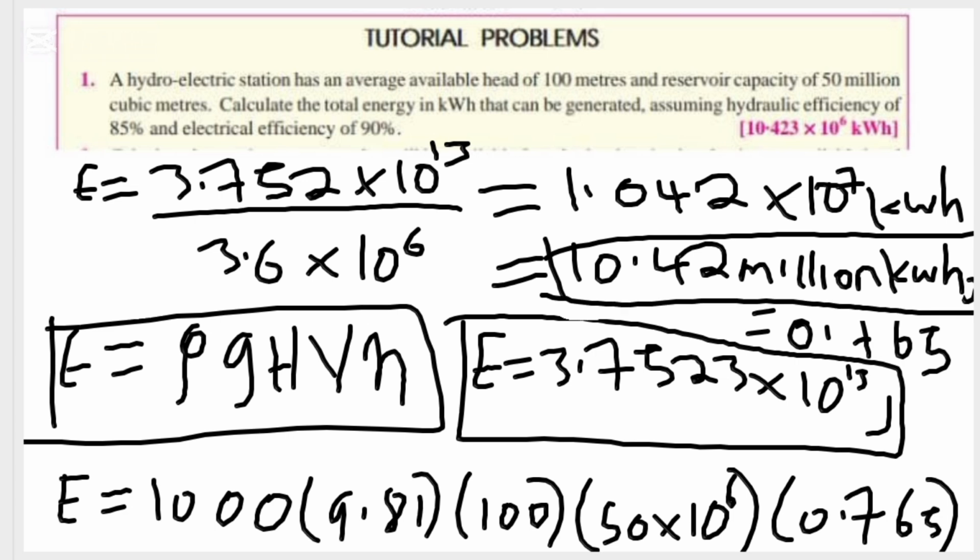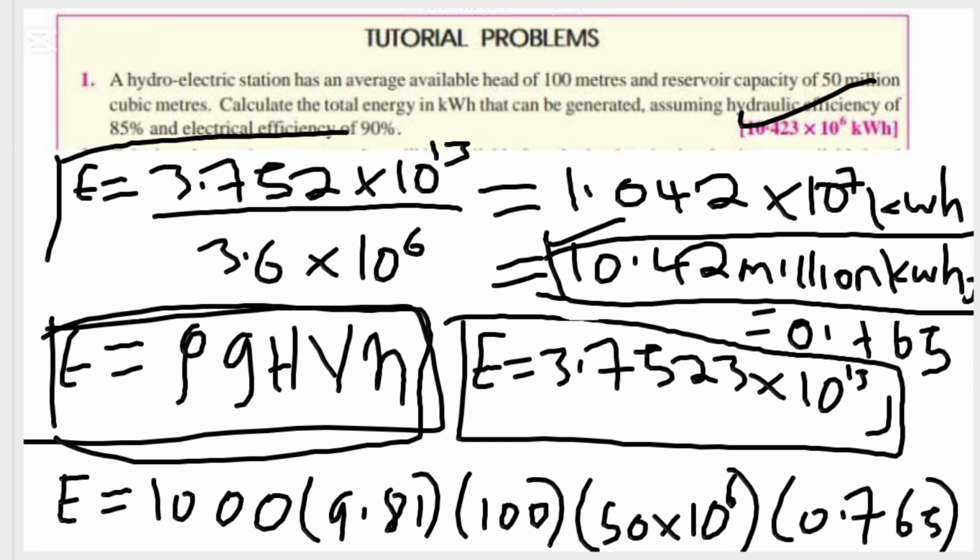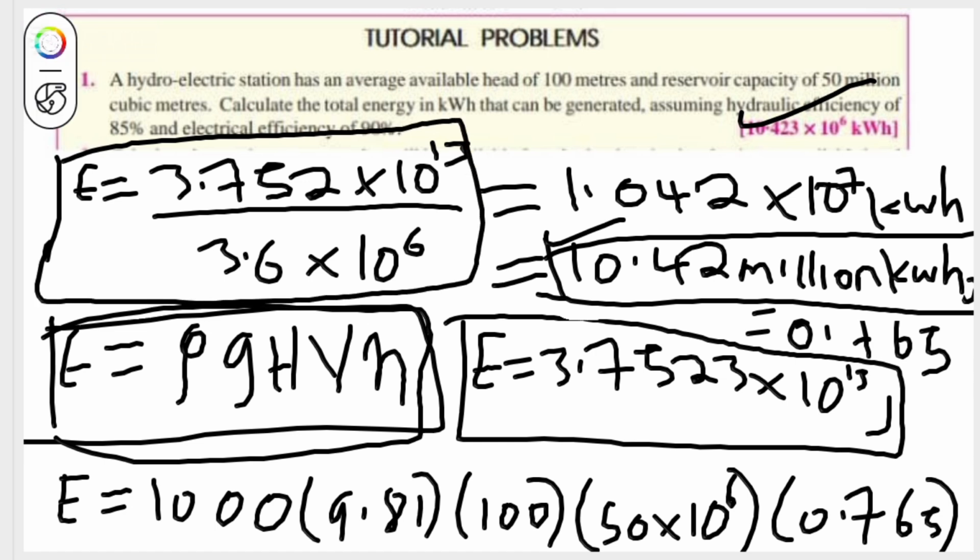this first problem. So as you can see, our answer is the same as what they give. So you have to take note that after inserting the formula, you have to first convert it to kilowatt hour. To convert it to kilowatt hour, you are going to divide by 3.6 times 10 raised to the power of 6.